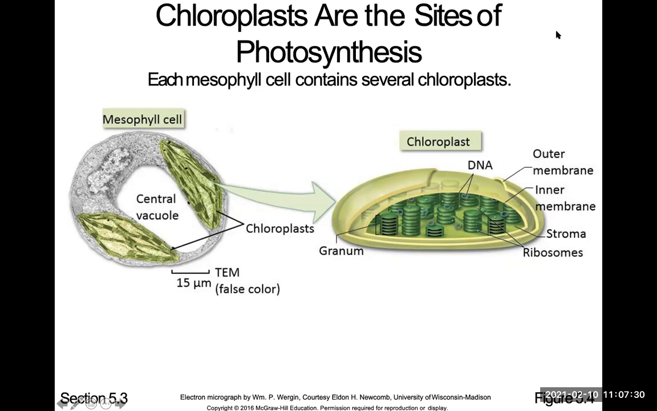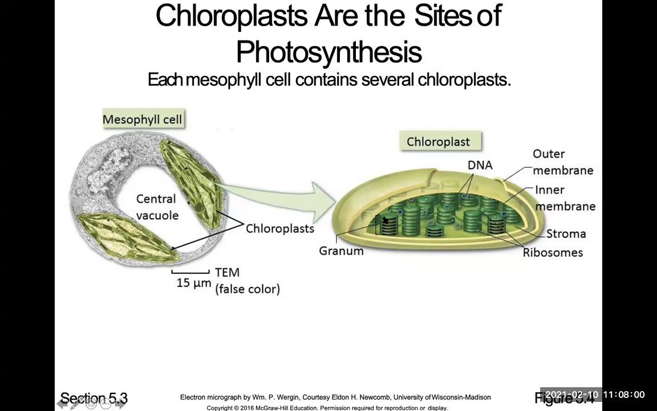Another thing I want you to notice here: I told you that you need to know stomata. You also need to know stroma. I know the words are very similar. Please don't confuse those two. Stroma is a liquid that's found inside. Stomata is the opening where the gas exchange happens. Stroma is the liquid. You also have the outer membrane, inner membrane, and then this is called the granum.